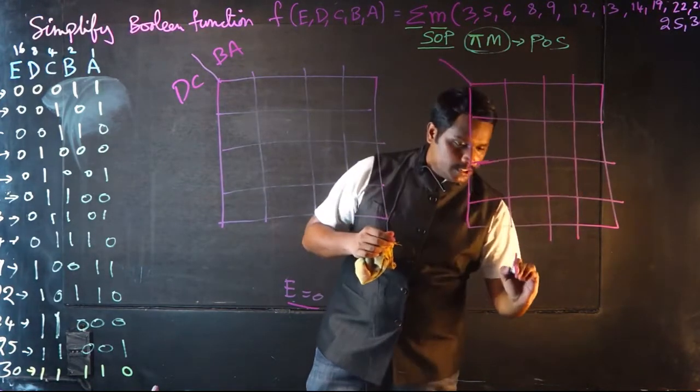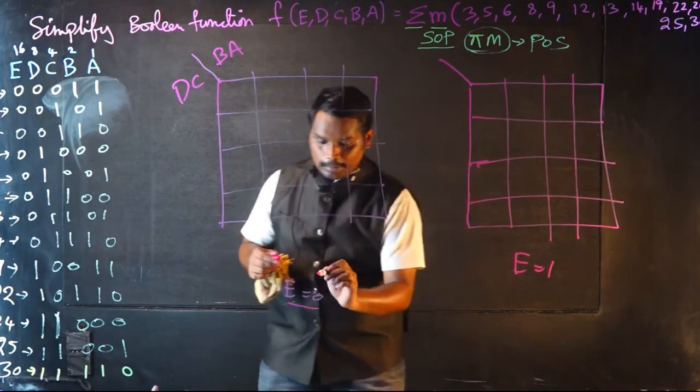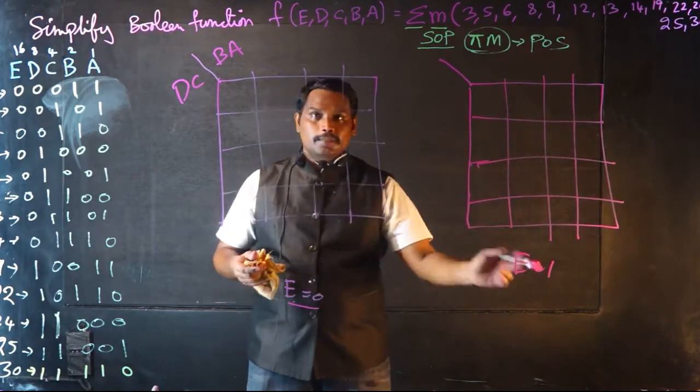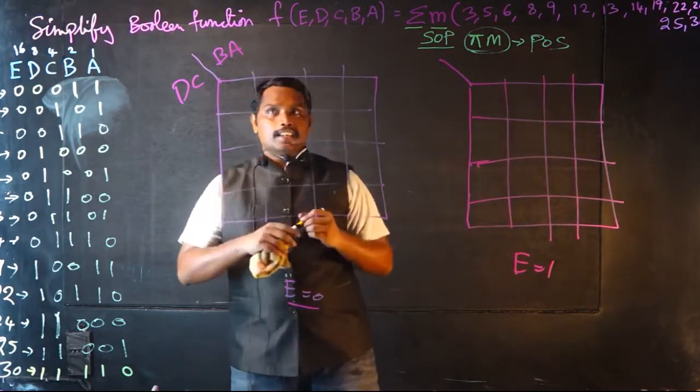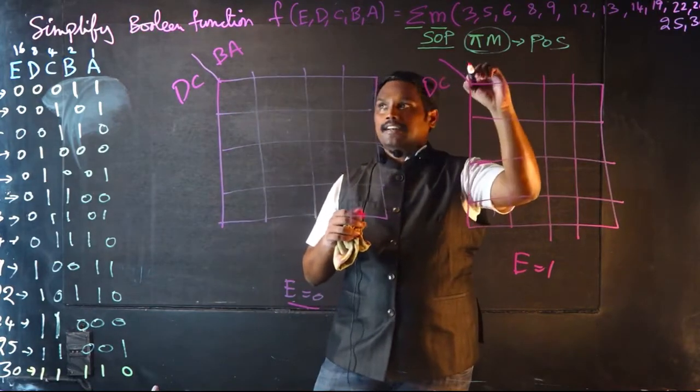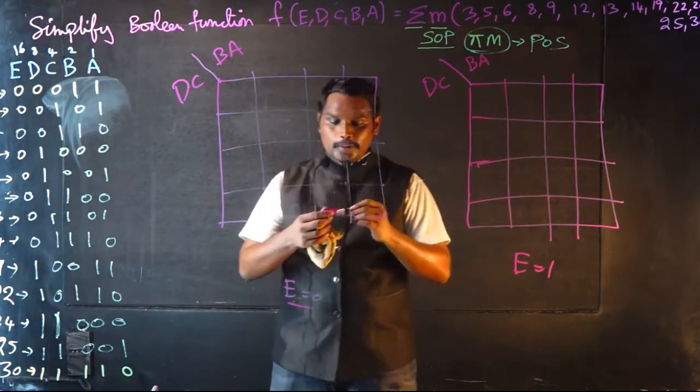In the same way, E is equal to 1. This is how a Karnaugh map is plotted. So this is the MSB, followed by A, which is the LSB. So here also DC and BA. This is how you are going to form a Karnaugh map.